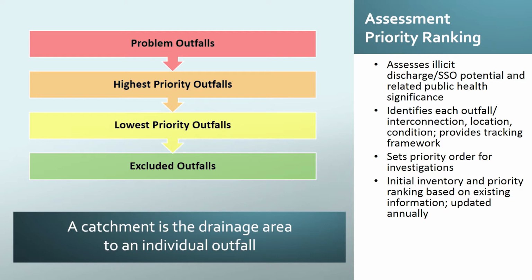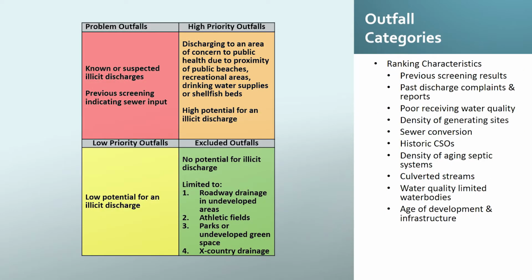So the initial inventory is based on existing information that you have, and then you'll update it annually as you get more information from conducting your screenings and your catchment investigations. They range in severity from the high end, problem outfalls, followed by your highest and lowest priority outfalls, and then you have the special category of excluded outfalls. So these are the catchment categories that I just mentioned.